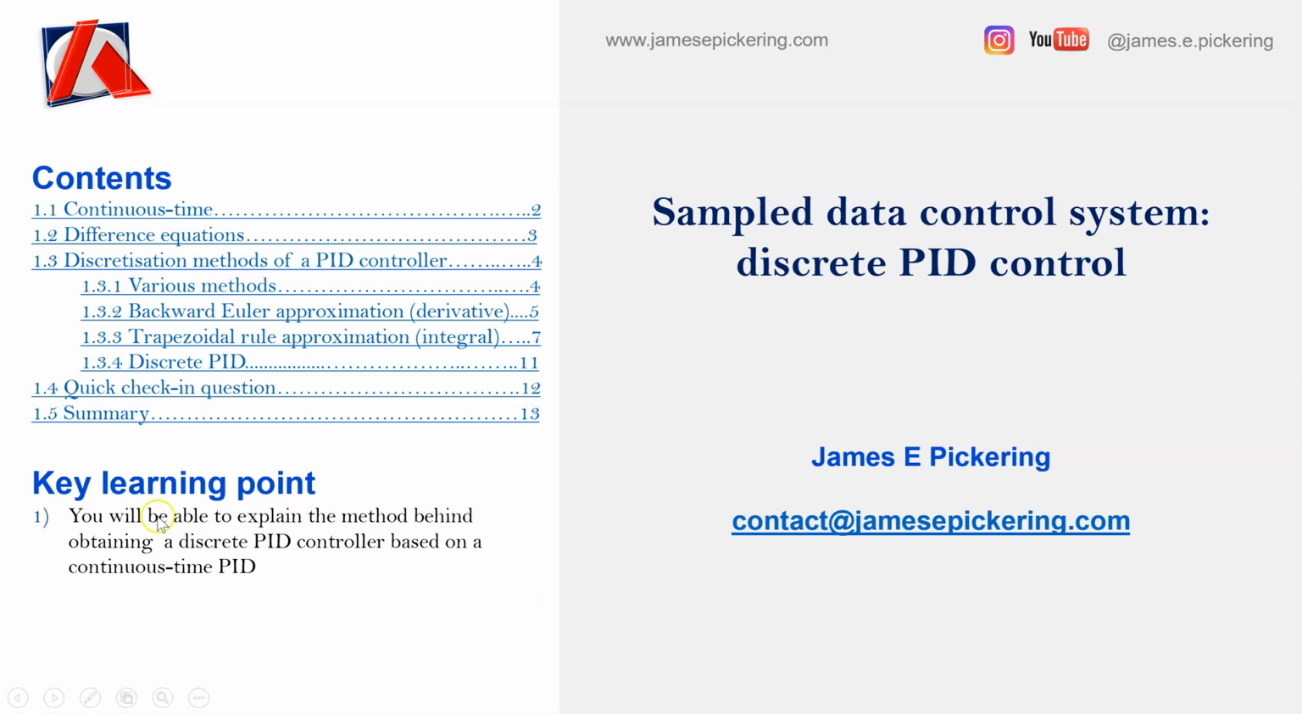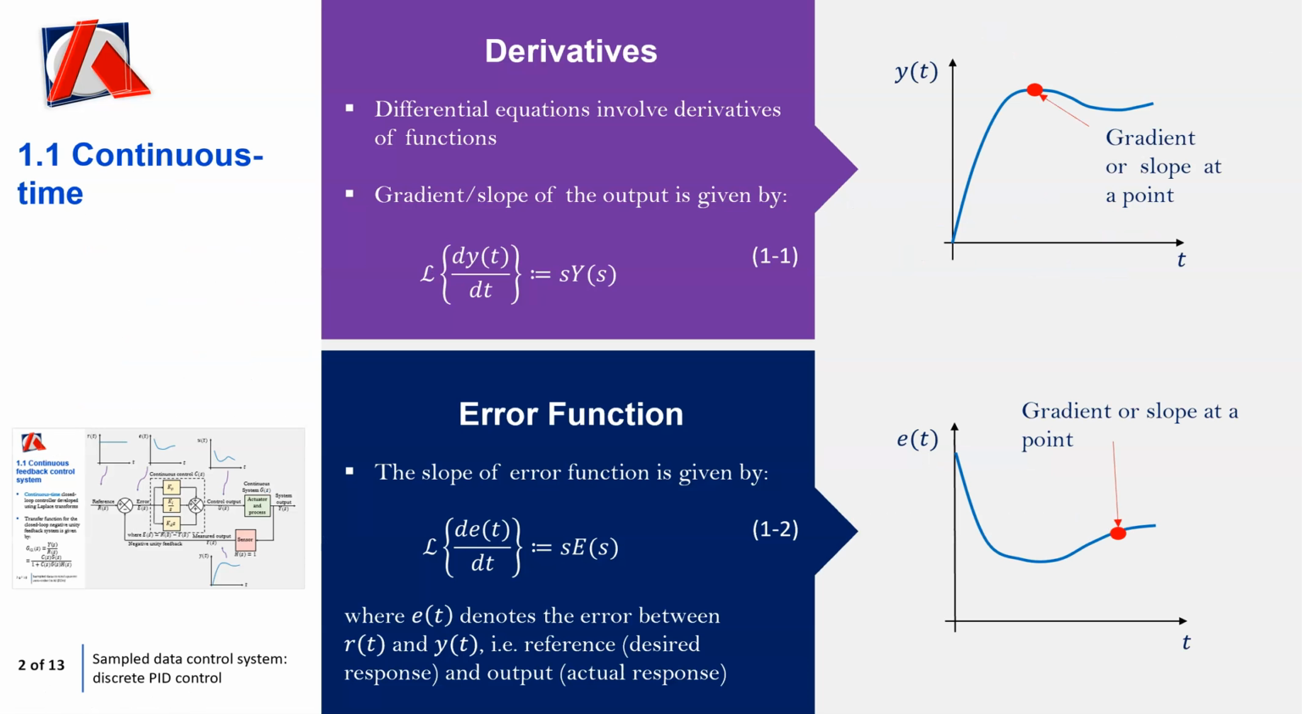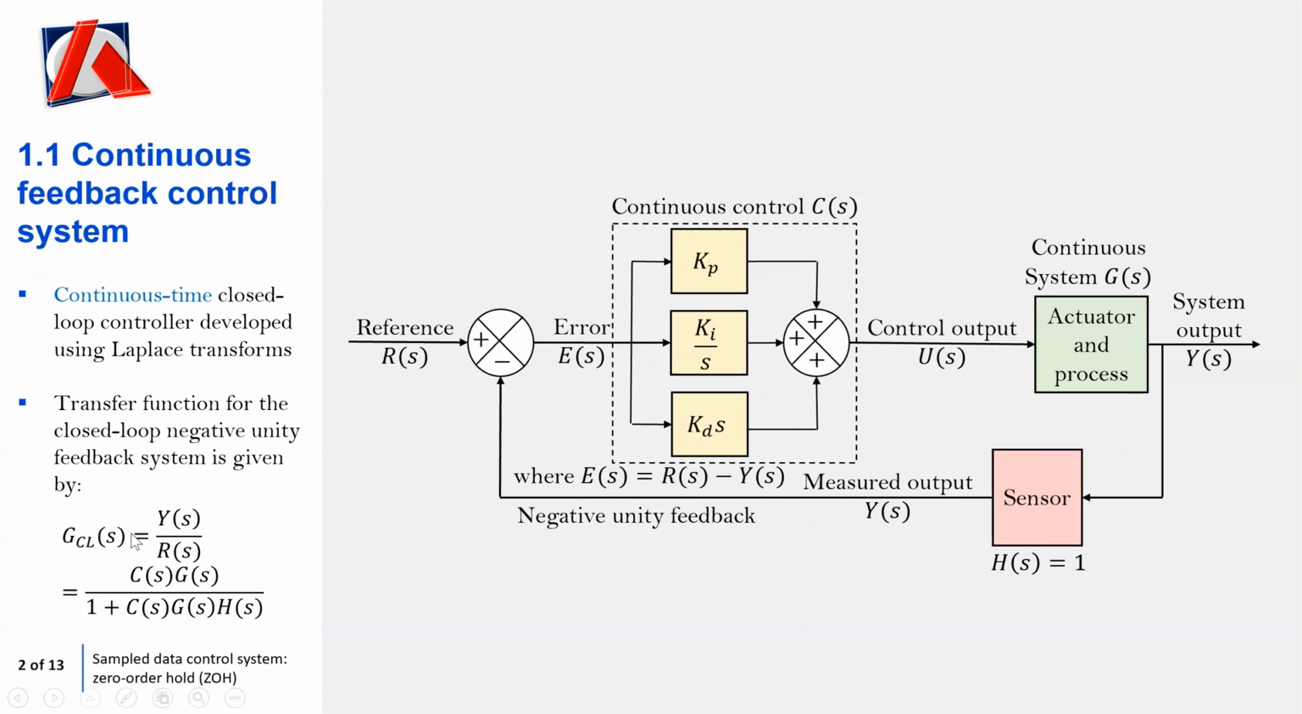So after this lecture, you should be able to explain the method behind obtaining a discrete PID controller based on a continuous time PID. So if you recall back from continuous time, when you had a PID controller that looked like this in continuous time, in terms of the feedback control system, negative unity feedback, negative unity because you assume an ideal sensor, the error is formed by the reference minus the measured output, and your error multiplies by these three terms.